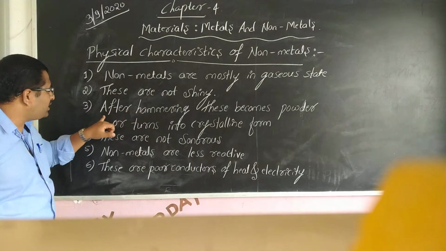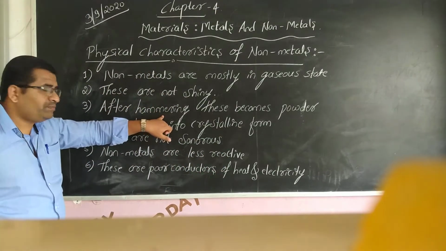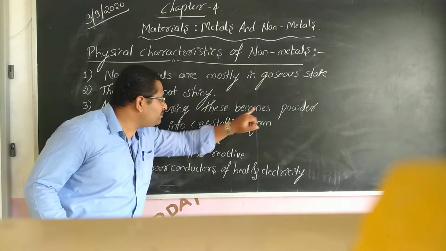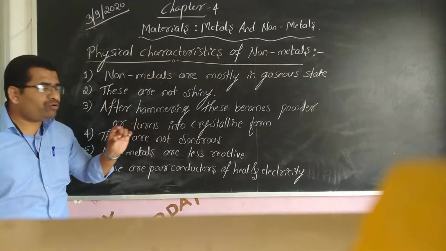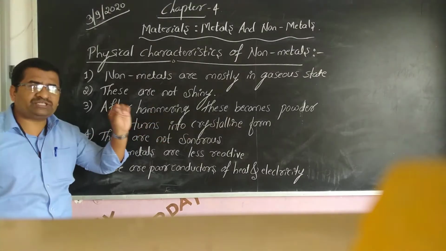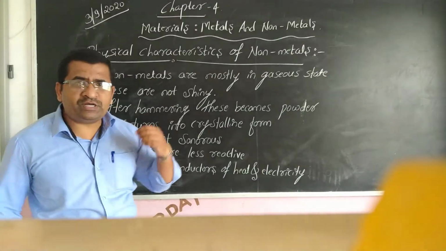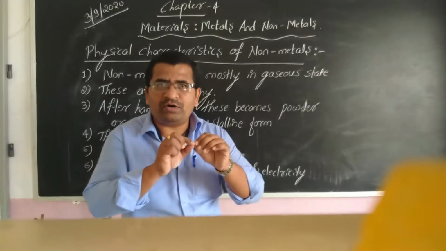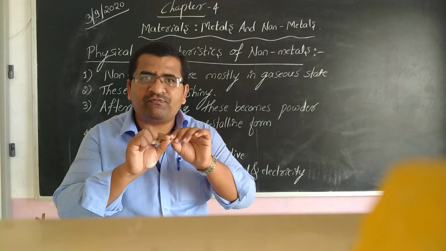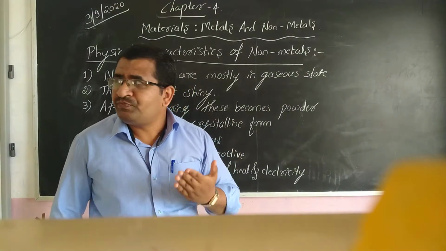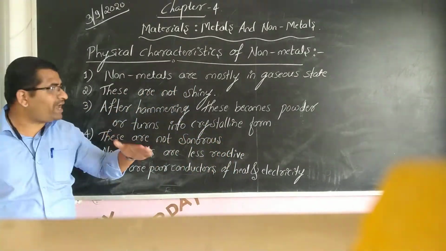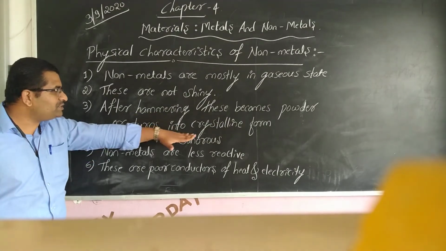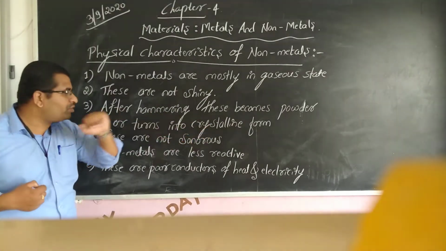And the third one is after hammering. That means after being beaten with a hammer, non-metals turn into the powder state or turn into crystalline form. They never turn into the form of wire or thin sheets. When the non-metals are hammered, they turn into the crystalline form or the powder form.